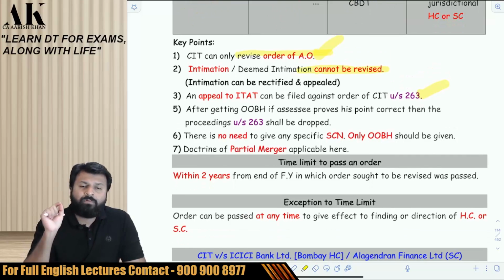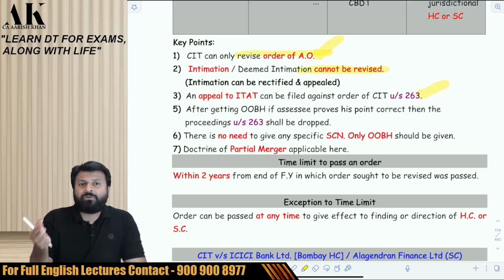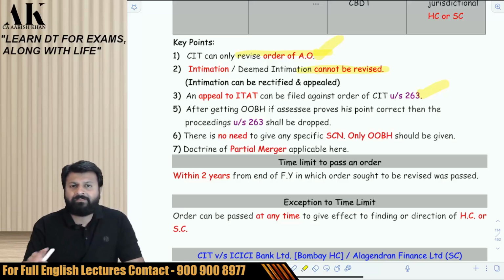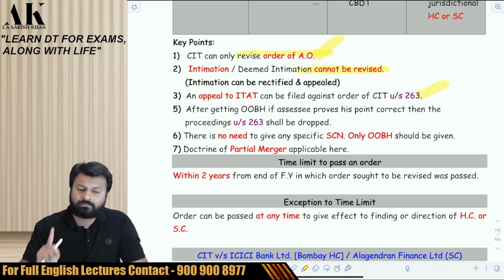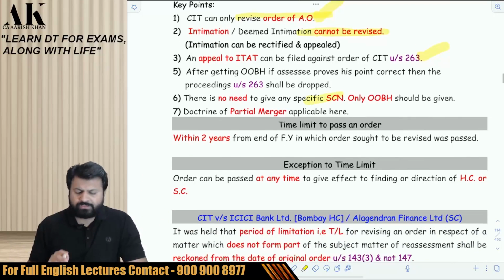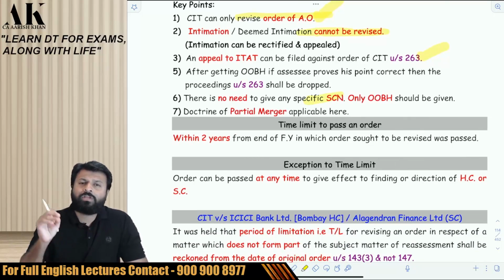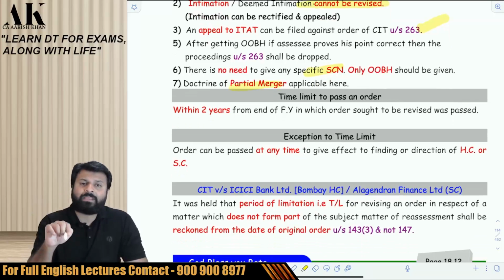Next, before going into the proceeding of 263, it is the duty of CIT to first give an opportunity of being heard to the assessee, and only after that should he proceed. And if the assessee explains everything properly, then CIT has to drop section 263. Next, there is no need to give any show cause notice specifically, only an opportunity of being heard is necessary to be given.